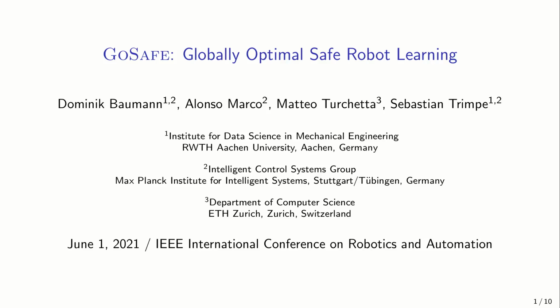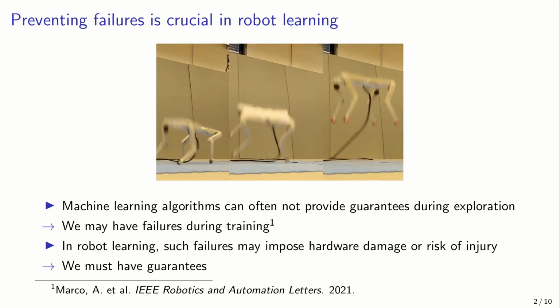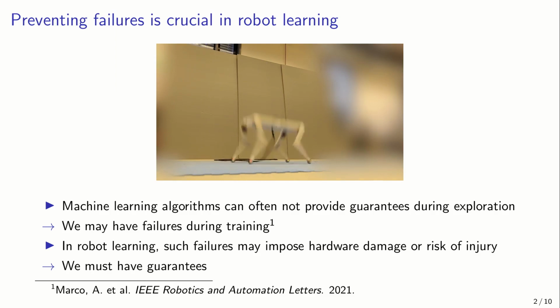In this presentation, I want to introduce GoSafe, an algorithm for globally optimal safe robot learning. The field of machine learning has seen many exciting advances and developments in recent years. However, leveraging those successes for robot control is often not straightforward.